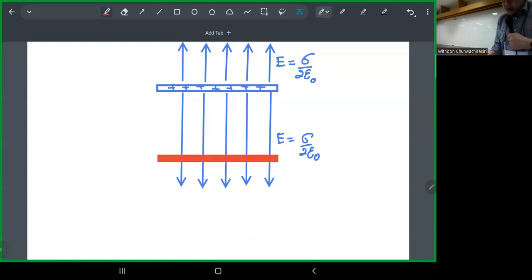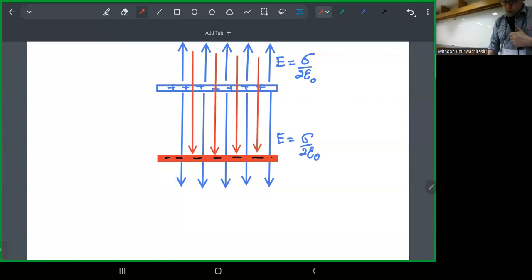So now I have a negative charge waiting for you down here. The negative charge will generate its own electric field, but because it's negative, it's going to point in, towards it, towards it, towards it. Make sense? Cool.